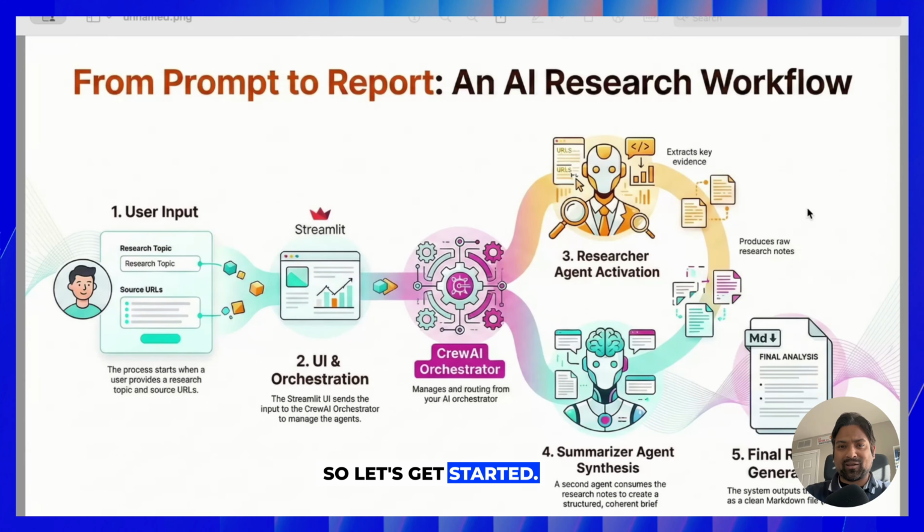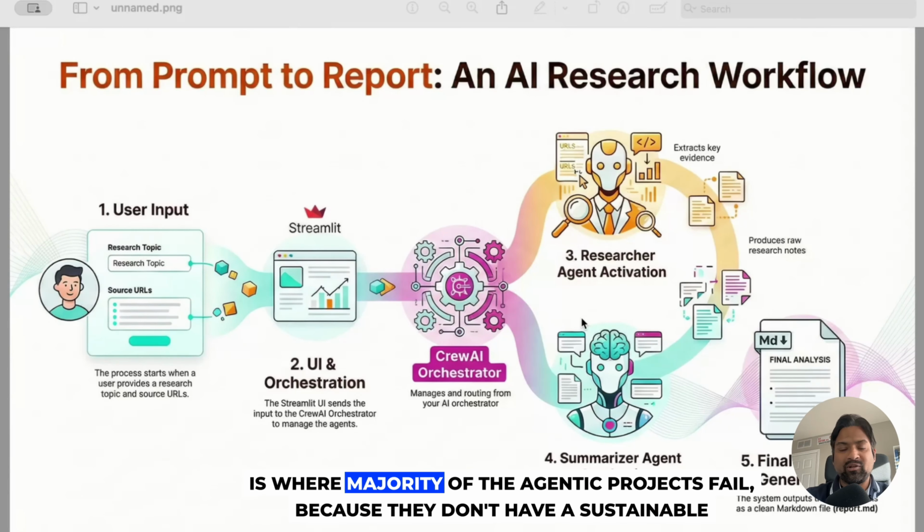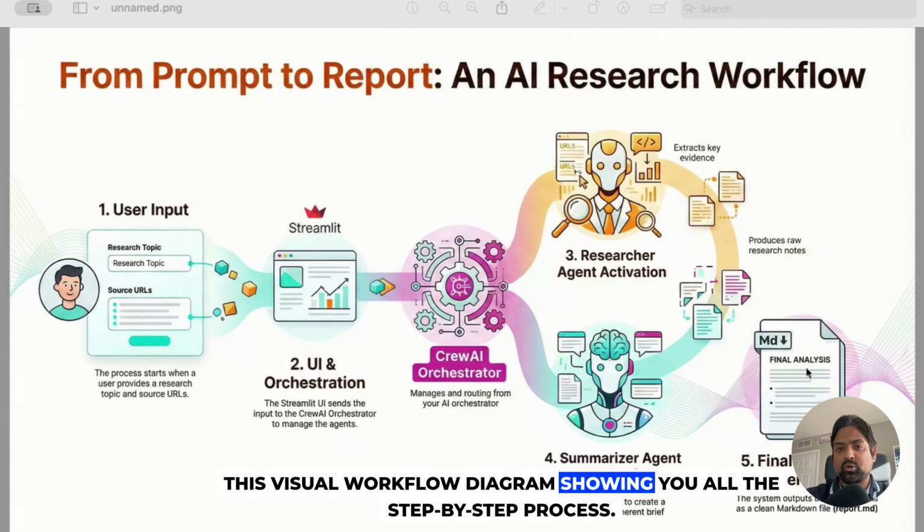So let's get started. Before we write a single line of code, let's talk about the architecture of this agent, because this is where the majority of agentic projects fail, because they don't have a sustainable architecture. This visual workflow diagram shows you all the step-by-step process.